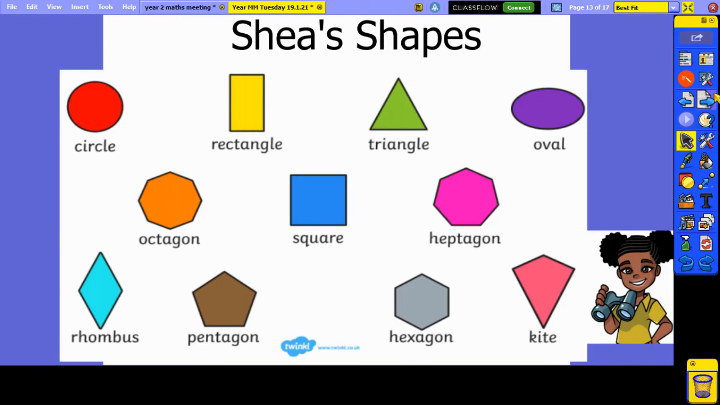Last thing, Shia and her shapes. Let's just double check we know the name of all of these shapes. Join in with me. Circle, rectangle, triangle, oval, octagon, square, heptagon, rhombus, pentagon, hexagon, kite.